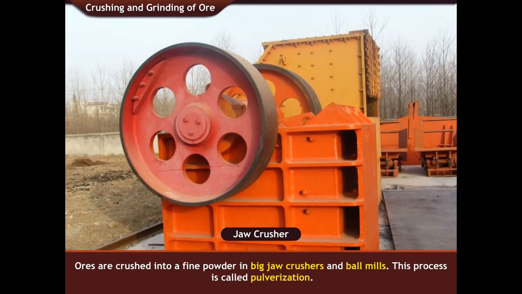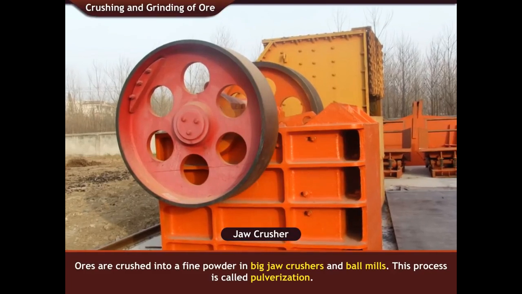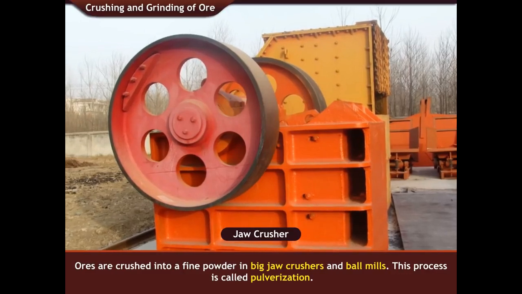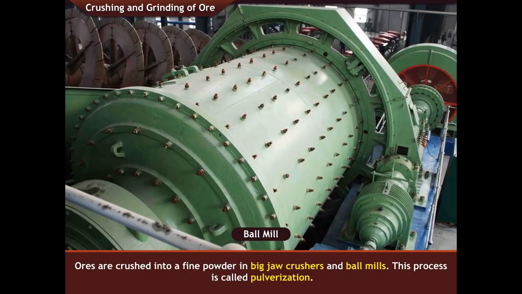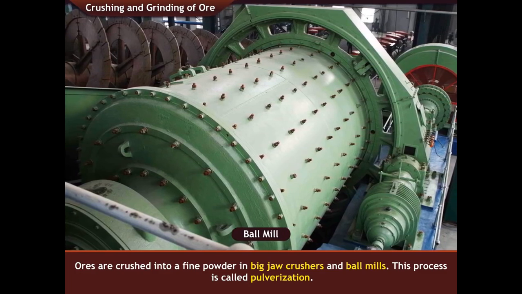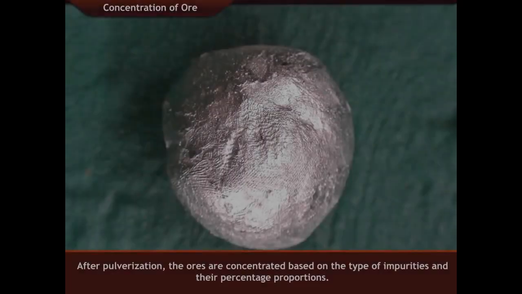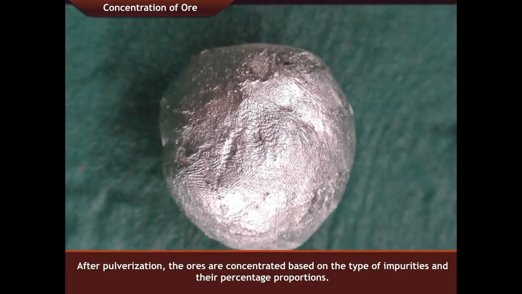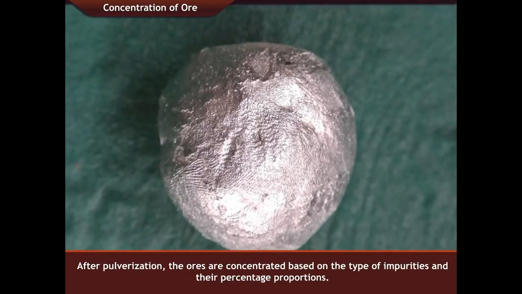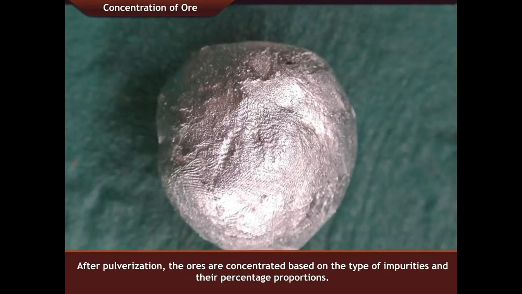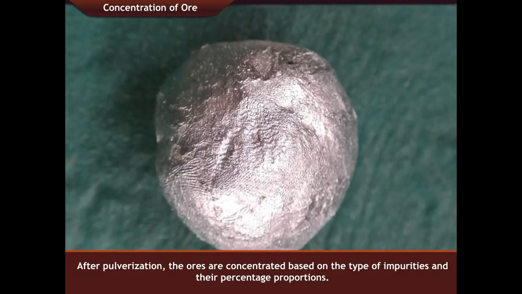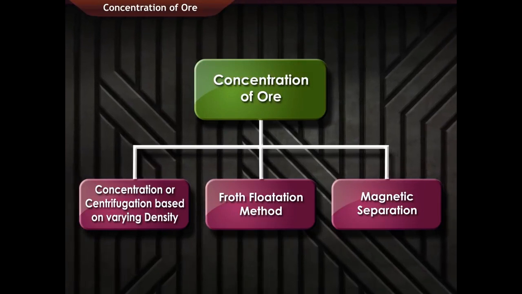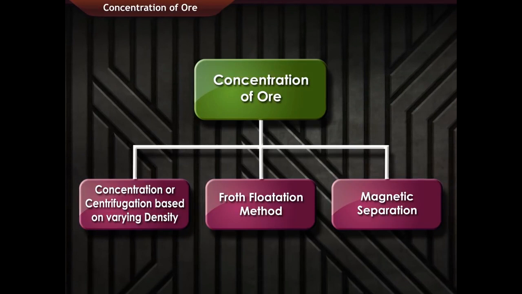The first step of metallurgy is crushing and grinding of ores. Ores are crushed into a fine powder in big jaw crushers and ball mills. This process is called pulverization. After pulverization, the ores are concentrated based on the type of impurities and their percentage proportions. Removal of impurities results in concentration of the ores.